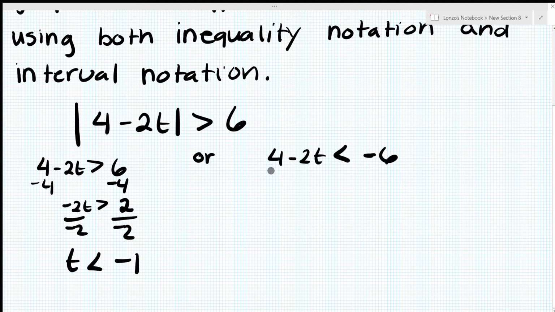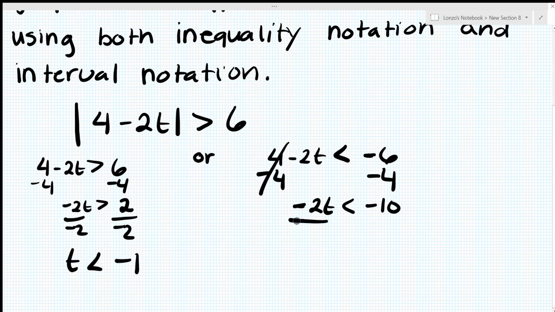And let's solve for t for this part. So we're going to subtract 4 from both sides. 4 cancels, so you're left with negative 2t less than negative 6 minus 4, which is negative 10. Divide everything by negative 2. Now, what happens when you divide or multiply by a negative? Change the sign, so this is going to be greater than, and then negative 10 divided by negative 2 is positive 5.